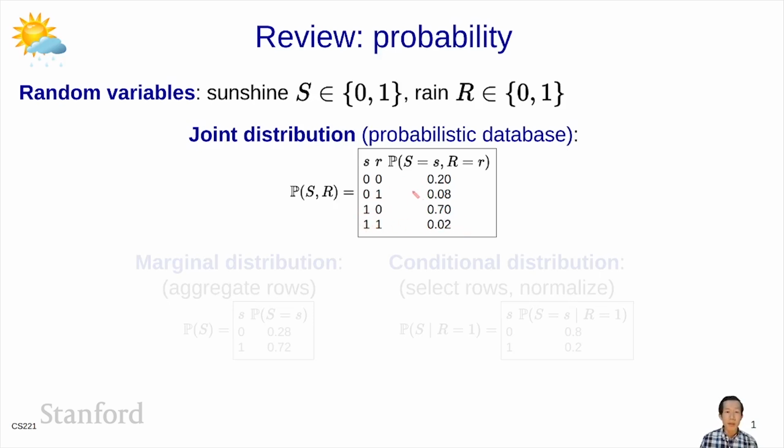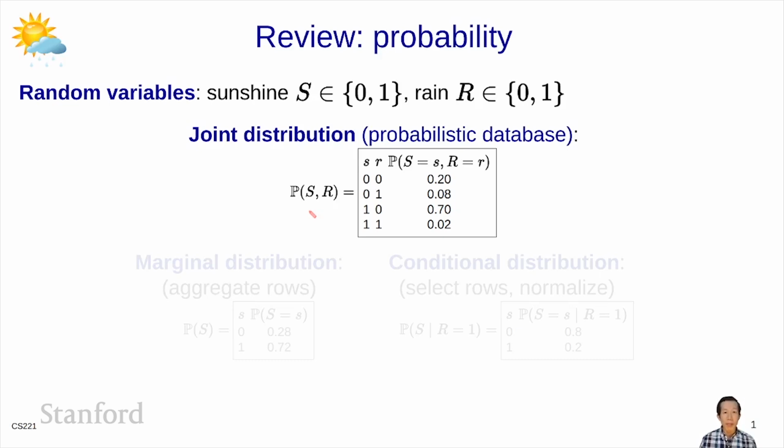Notice that I'm using lowercase letters to denote values and uppercase letters to denote the random variables. And also notice that this quantity is a number, it's a probability, whereas this quantity is a table. So the joint distribution captures everything that you really want to know. You can think about it as a probabilistic database that captures how the world works.